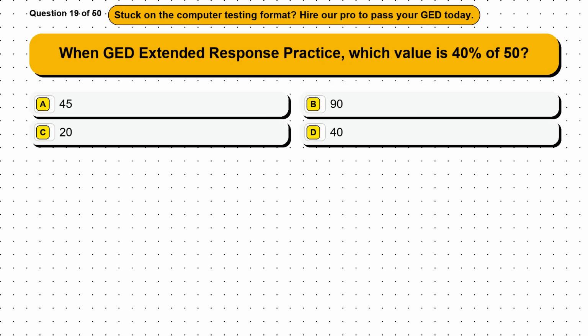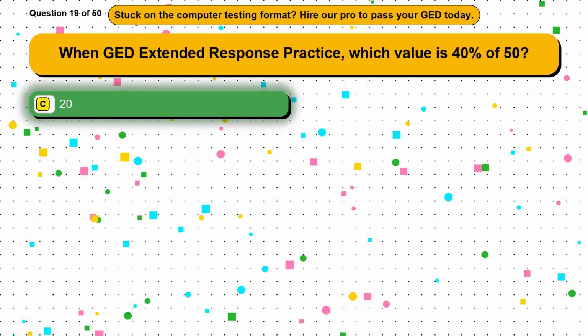Question 19. When GED Extended Response Practice, which value is 40% of 50? Option A 45. Option B 90. Option C 20. Option D 40. The correct answer is option C. 20.